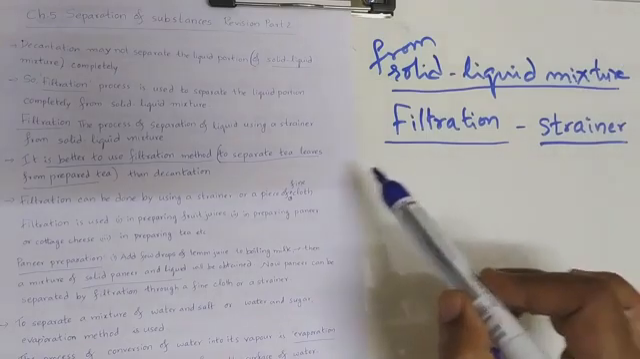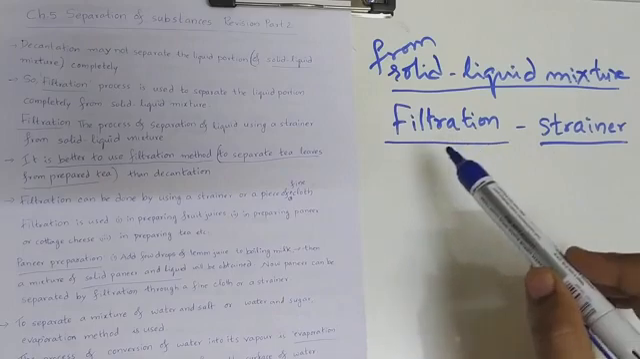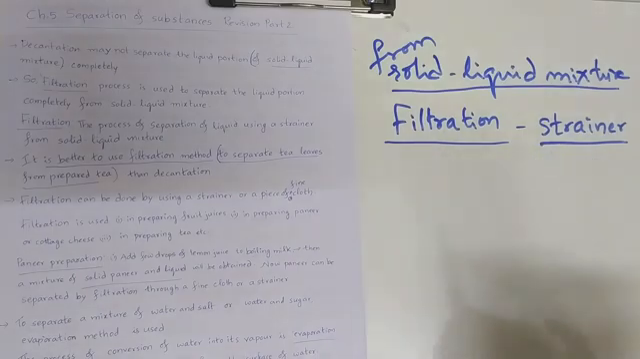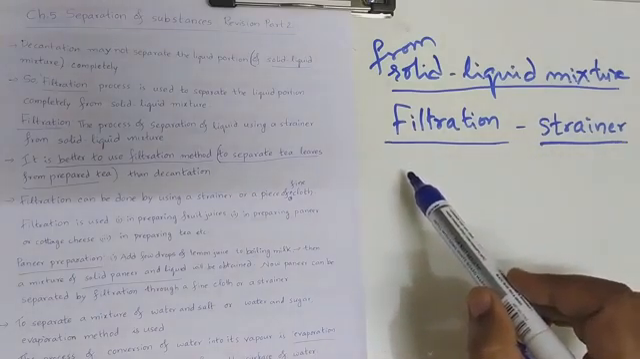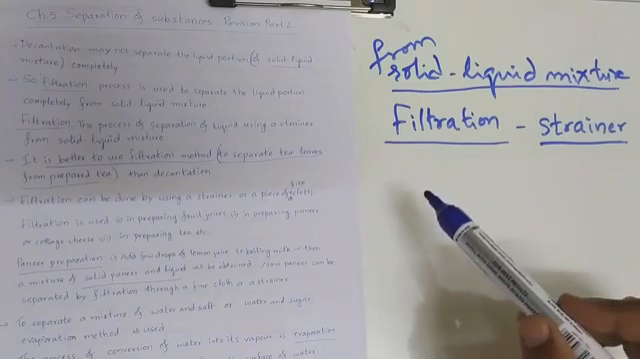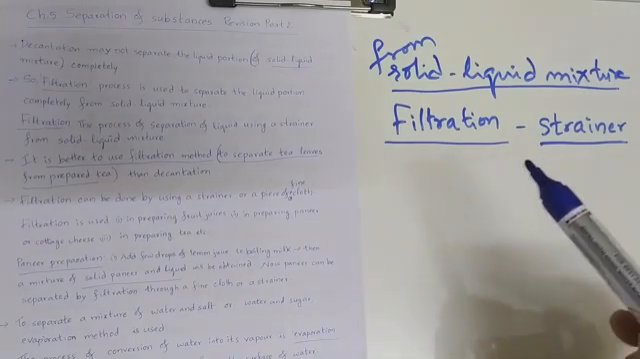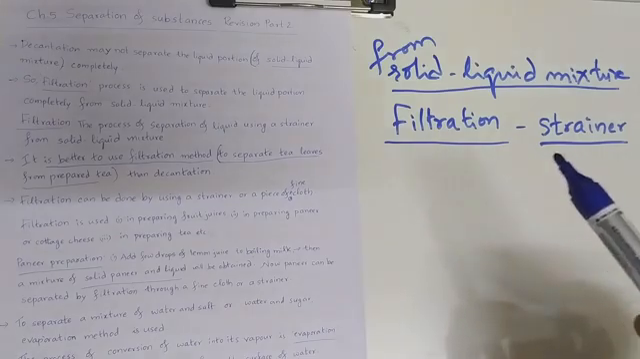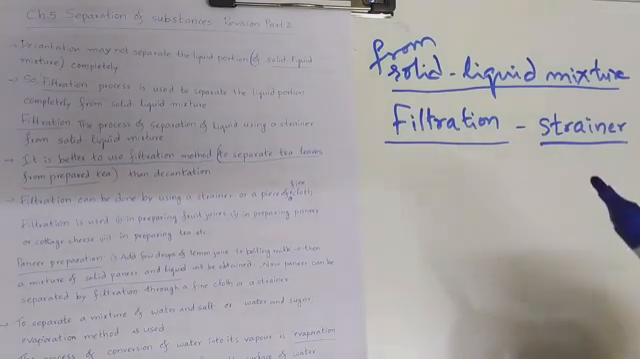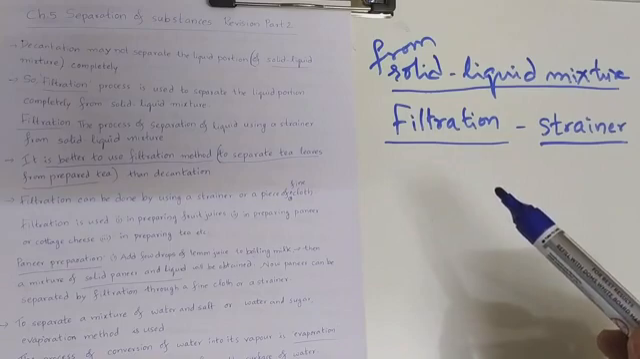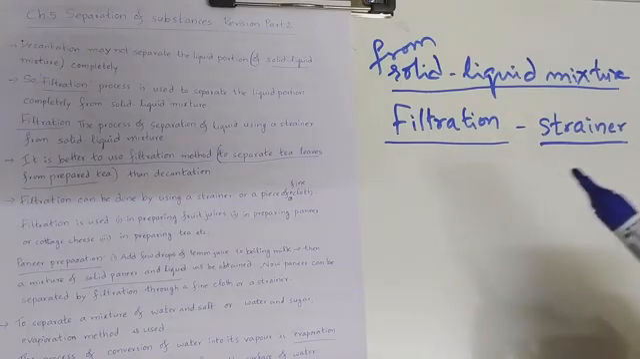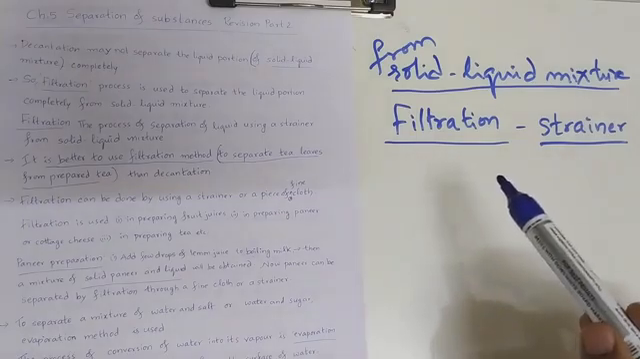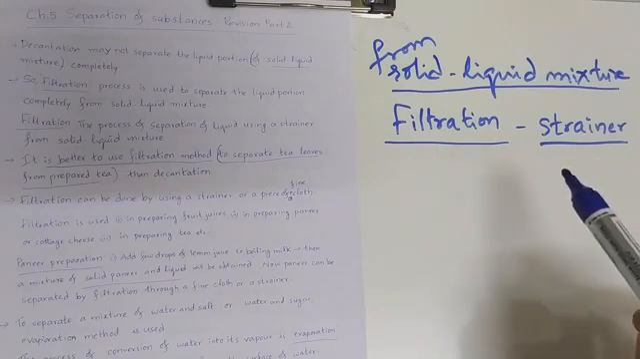So it is better to use the filtration method than decantation to separate tea leaves from the prepared tea, because if a strainer is not there, after preparing tea, what do we do? We just decant. We decant the tea, and tea leaves will be sedimented down. But some tea leaves will fall in our decanted tea, right? So instead of decantation, if we do filtration, the tea can be completely separated from the tea leaves.